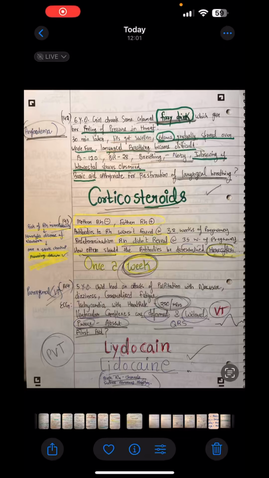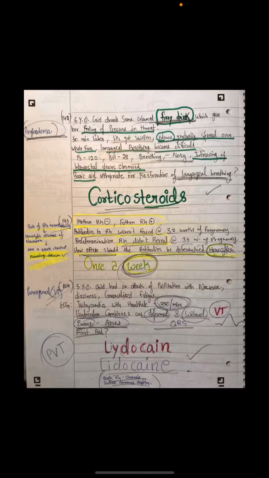Next, patient number 142. The patient drank some fizzy drink, which gave her a feeling of pressure in the throat. The lip got swollen, edema developed on the whole face, and laryngeal breathing became difficult. Sir, this is a case of angioedema or Quincke's edema. You should know that the basic aid for Quincke's edema is corticosteroids. Let's see the next patient.